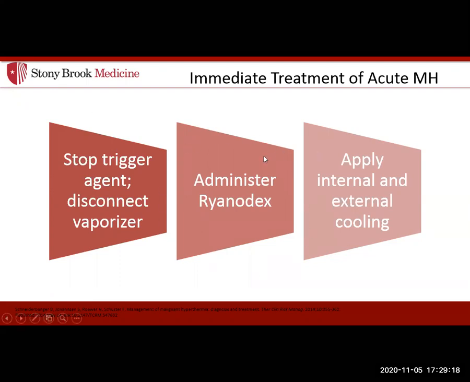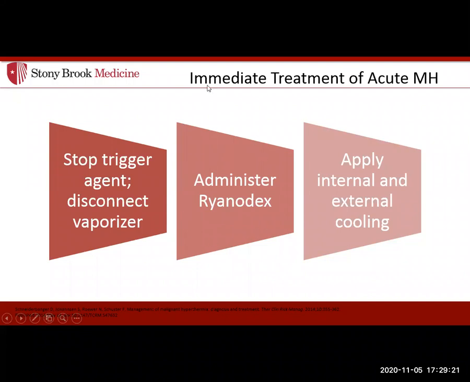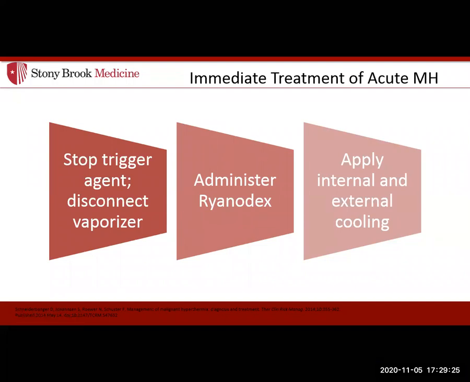Next, and most importantly, we want to administer Ryanodex. So Ryanodex is the brand of dantrolene that we carry here at Stony Brook. And I'll be talking about this for the remainder of the presentation in just a few moments. And then lastly, we want to apply internal and external cooling. I'll focus a little more in depth about that at the end, but this is very important because our patients can have such high temperatures. We want to make sure to cool them down appropriately so their bodies can try and fight this reaction as well.